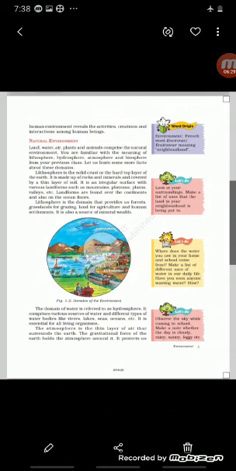Now we are studying about atmosphere. The atmosphere is the layer of gases around the earth. It is held in its place by earth's gravity. Okay, the earth's gravitational force.